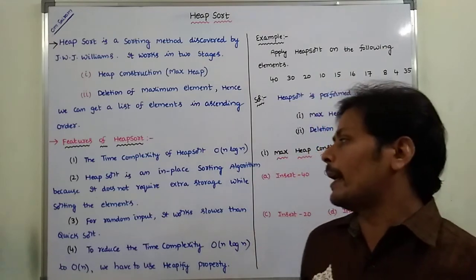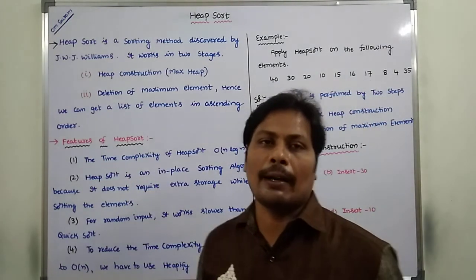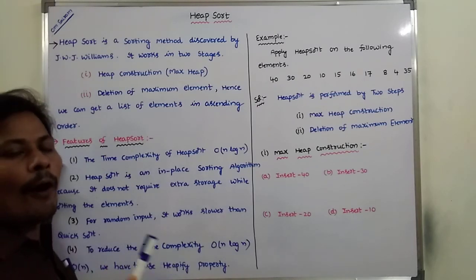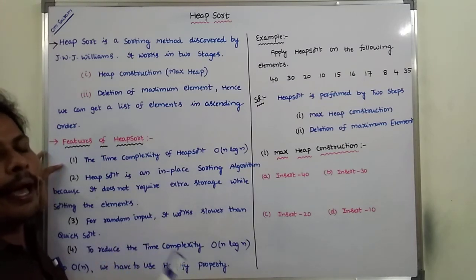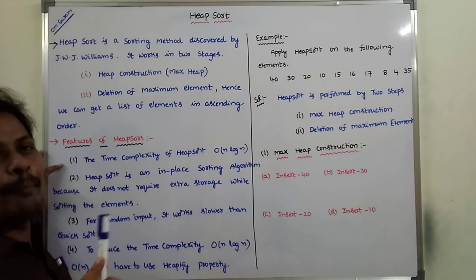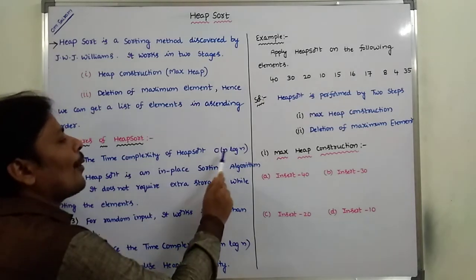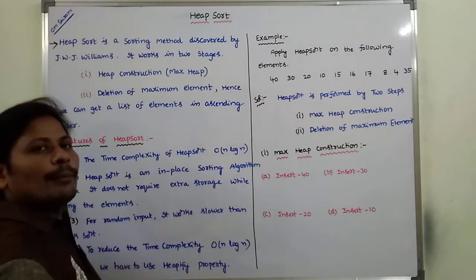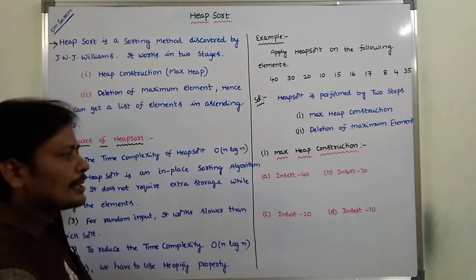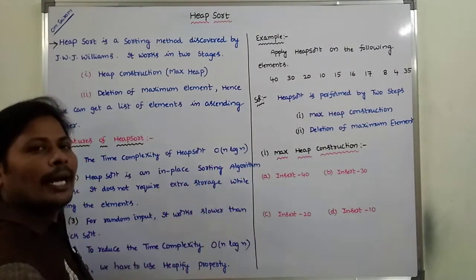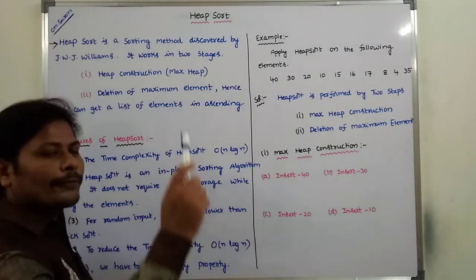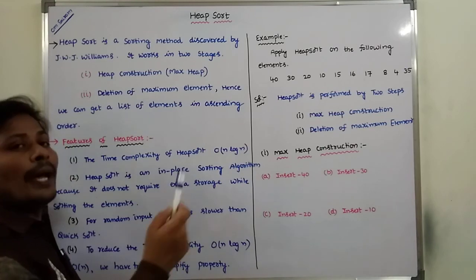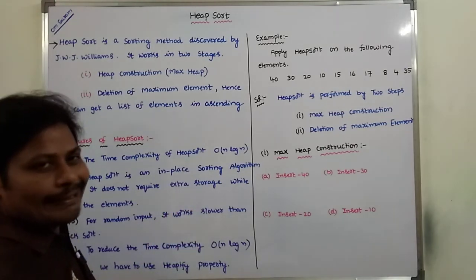Next, we go for features of heap sort. The first one is the time complexity of heap sort in average case, worst case, and best case is big O of n log n. Here n is the number of elements and log n is the height of the complete binary tree, because heap is a complete binary tree.